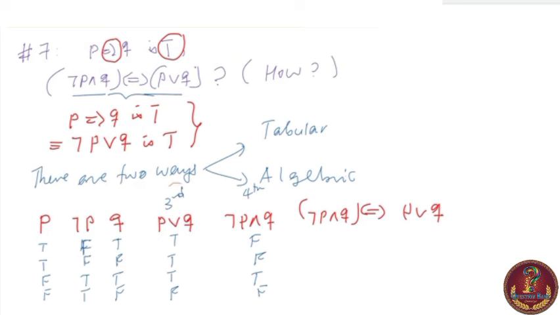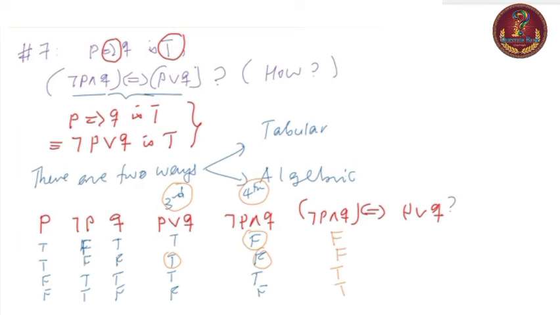We will do this, okay? The third column and the fourth column. So that means the negation of P and Q, false by implies true, which is false. False by implies true, which is also false. True by implies true, which will be true. False by implies true, which will be also true.